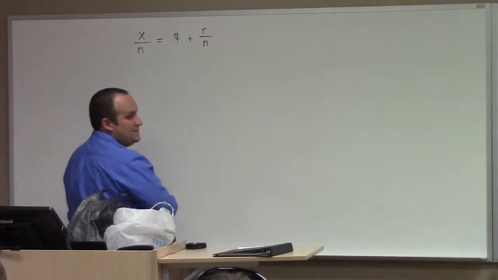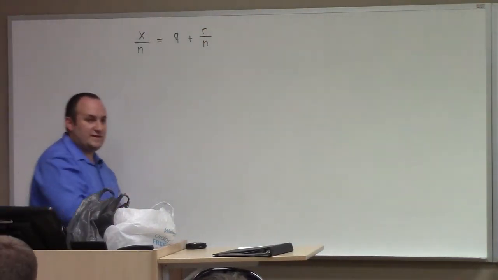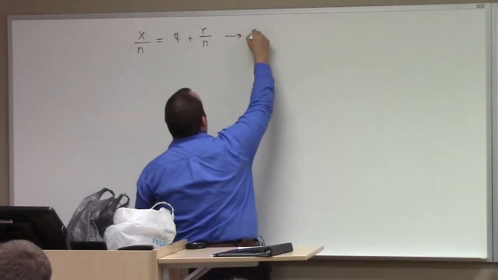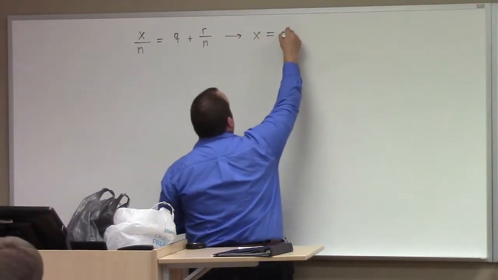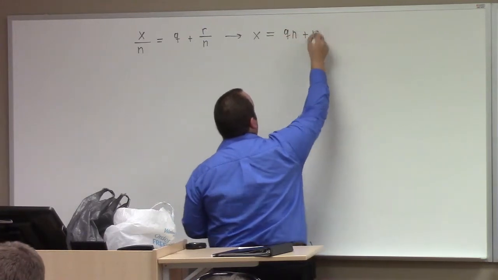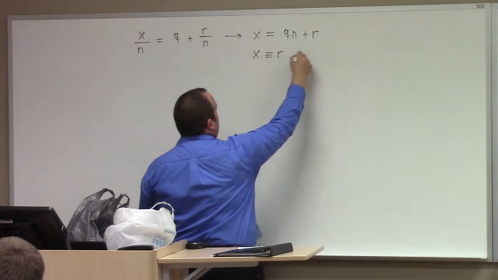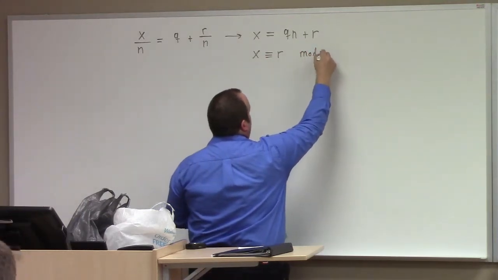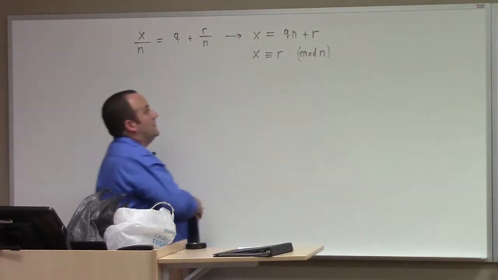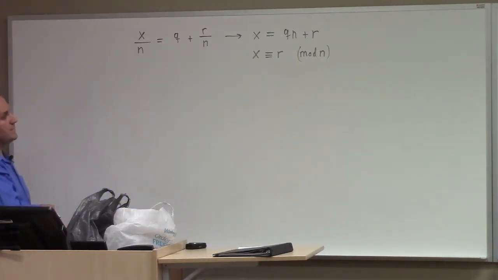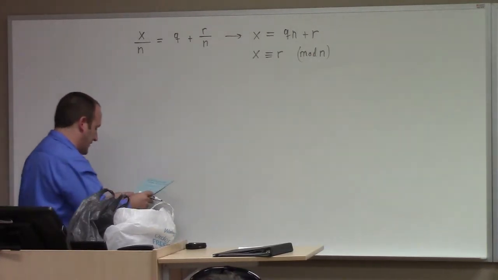Now, what does the division algorithm as we usually state it say? x is equal to qn plus r, right? So what's this say? This says that x is congruent to its remainder mod n, right? So if we can calculate mod n, we can find the remainder upon division by n, right? That's a useful calculation trick.